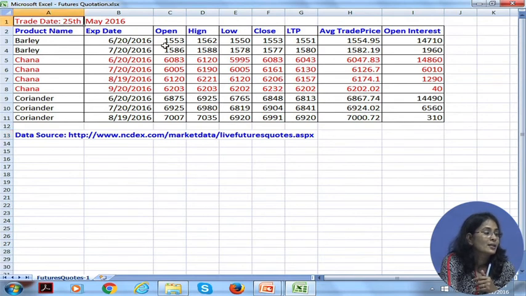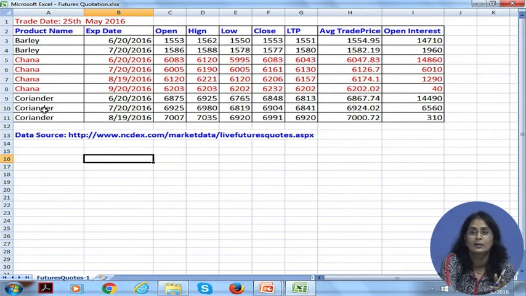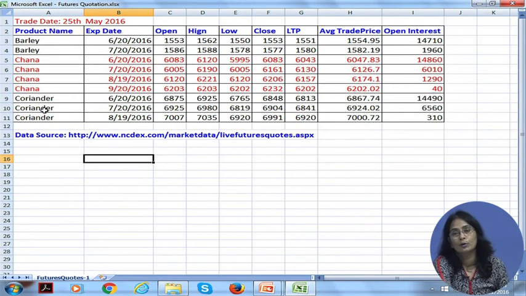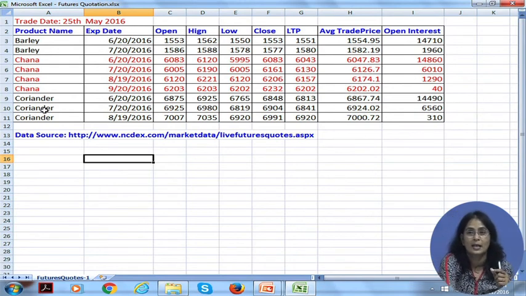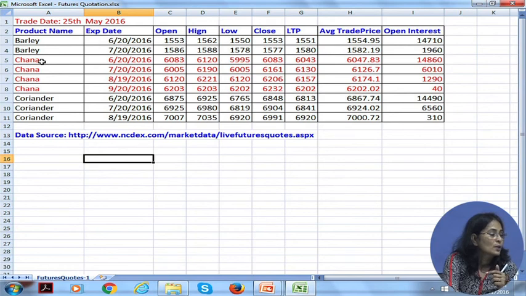The trade date is 25th May 2016. What are the commodities? This is barley, 2 contracts for barley, 4 for chana, and 3 for coriander. There are many more commodities available; I have just taken a snapshot. So let us go back to the chana contract.